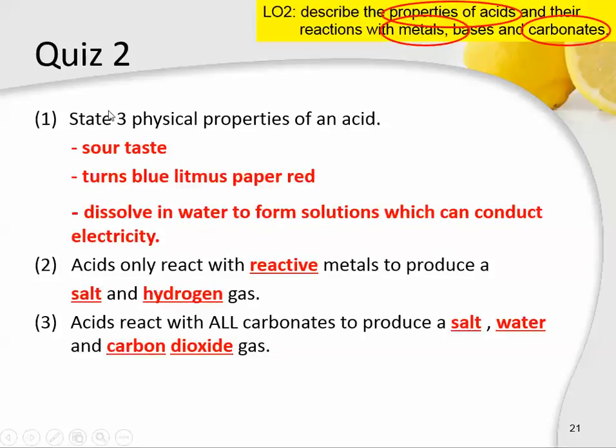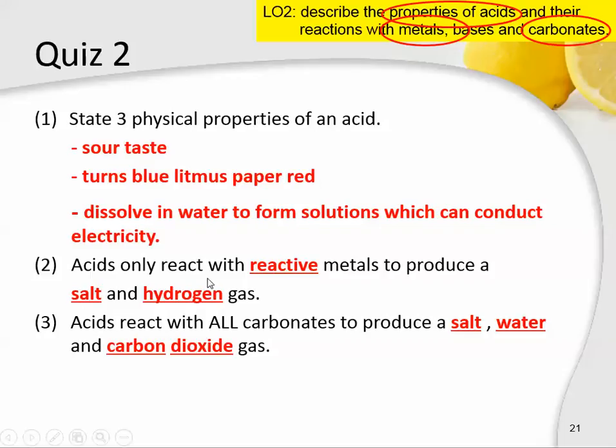Right, welcome back. The three physical properties of acid: it has a sour taste. Physical property refers to properties that are not due to chemical reactions. For example, sour taste, turning blue litmus paper red, and when dissolved in water to form a solution, it can conduct electricity. It is a good conductor, which is a property of all acids.